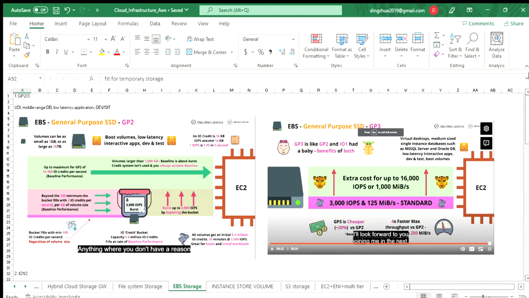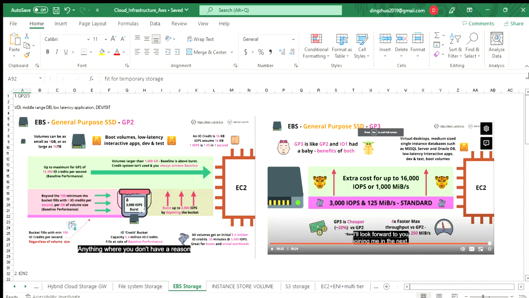And for the second, GP3, the GP2 supports up to 3,000 IOPS. The second, which is GP3, supports up to 16,000 IOPS. So when you look at this, GP2 is just a baseline for GP3. And GP3 is more burst; you get much more traffic and much more IOPS capability.